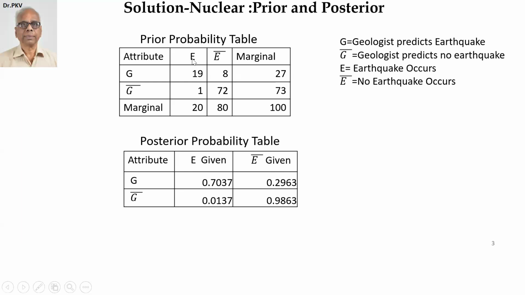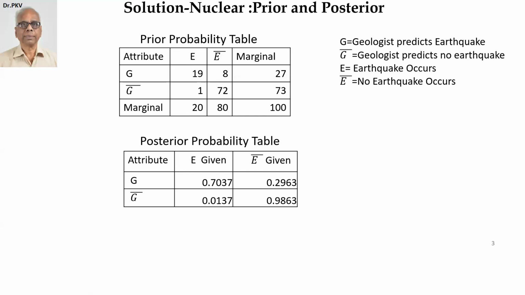Now, in this table, instead of the decimals, I'm converting them into 100 occasions. Out of the 100 occasions, on 20 occasions earthquake occurs, and on 80 occasions earthquake doesn't occur. Now, the geologist is 95% of the time correct in predicting the earthquake, which means 95% of 20, which is 19 occasions, the geologist predicts earthquake and there is an earthquake.